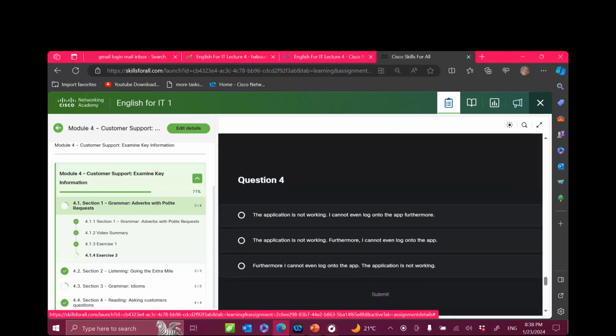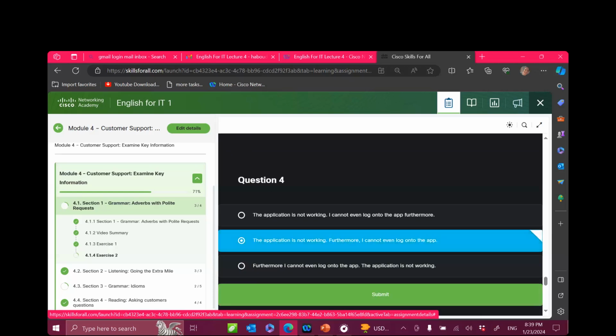Question number 4. The application is not working. I can't even log on to the app. Furthermore. Put furthermore in the second sentence, at the end? Or the application is not working. Furthermore, I can't even log on to the app. Or do we put it at the beginning of the second sentence? Or furthermore, I can't even log onto the app. The application is not working. Before I continue reading everything, solve it correctly. Bravo to you.